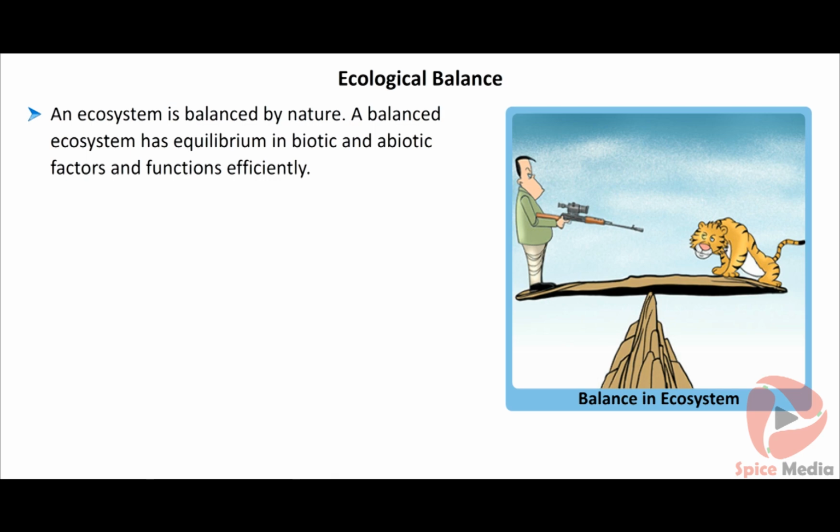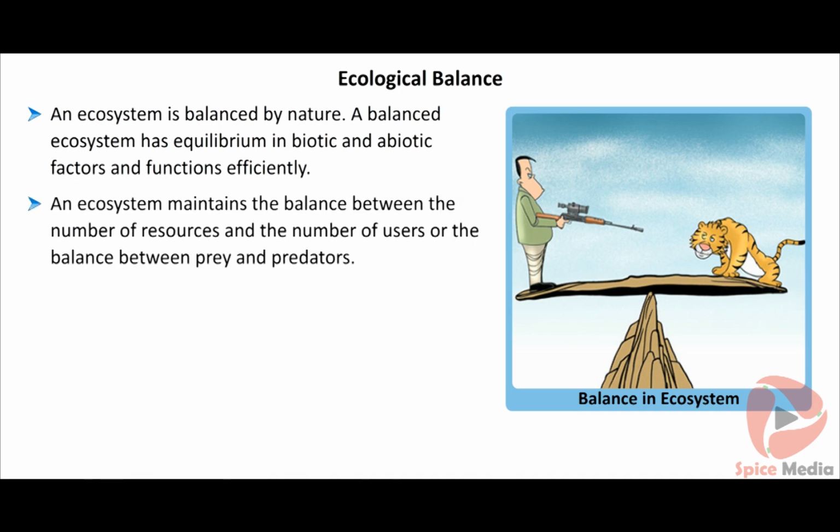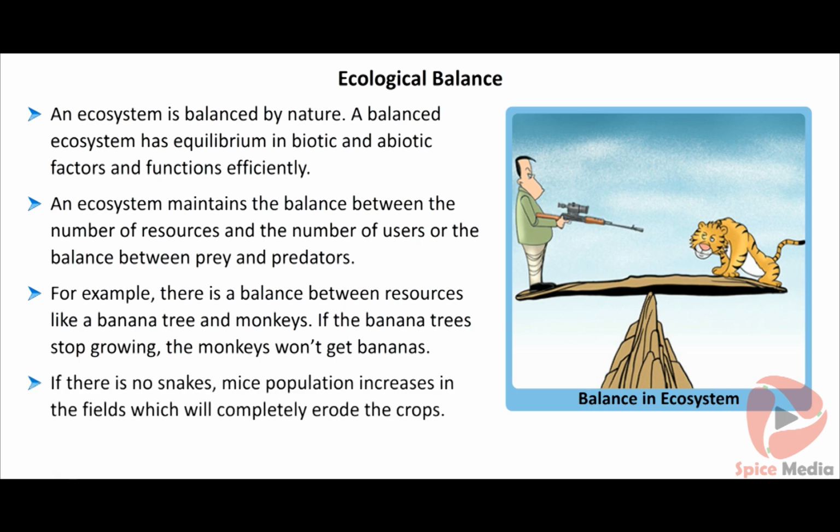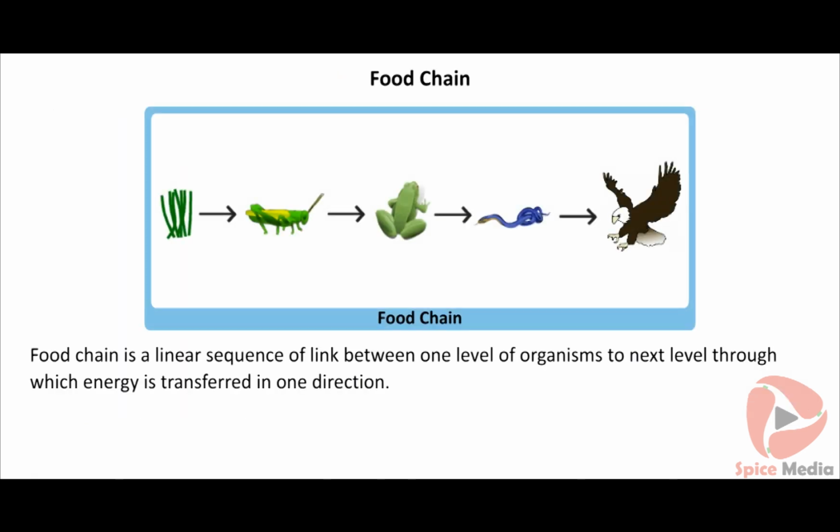An ecosystem is balanced by nature. A balanced ecosystem has equilibrium in biotic and abiotic factors and functions efficiently. An ecosystem maintains the balance between the number of resources and the number of users, or the balance between prey and predators. For example, there is a balance between resources like a banana tree and monkeys. If the banana trees stop growing, the monkeys won't get bananas. If there are no snakes, mice population increases in the fields which will completely erode the crops.